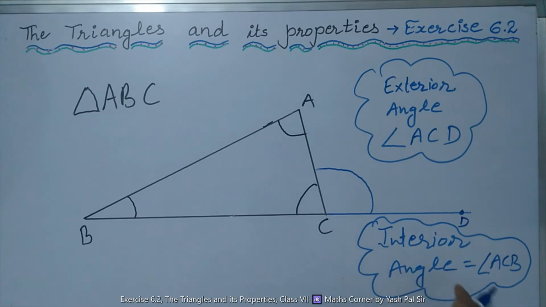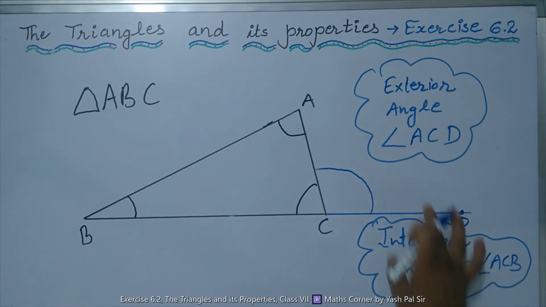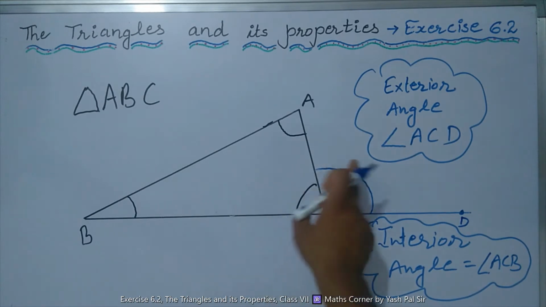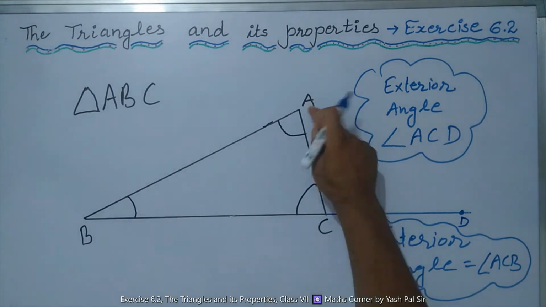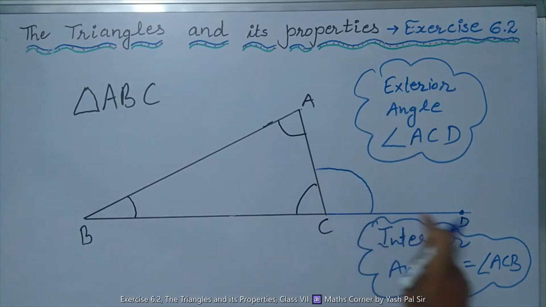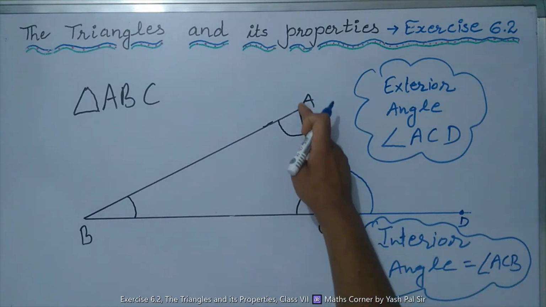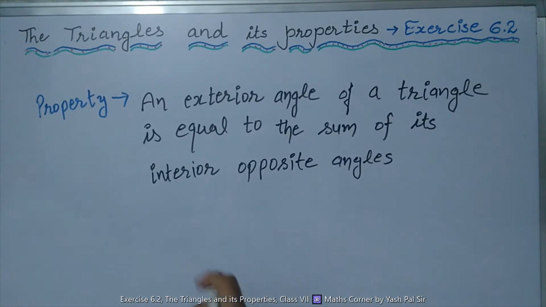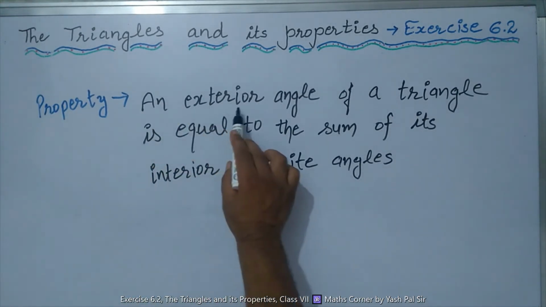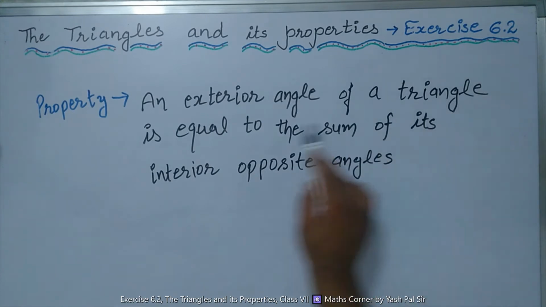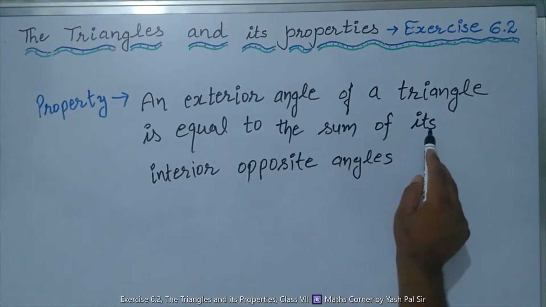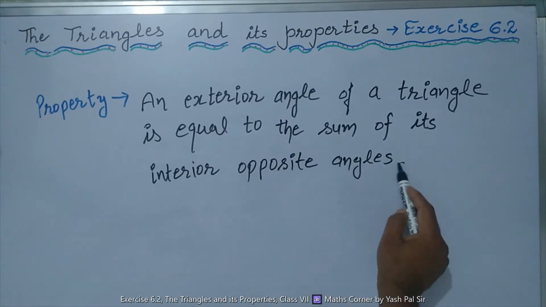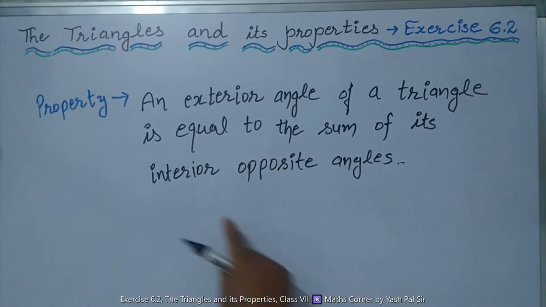So this way we can differentiate, we can see the difference between interior angle and exterior angle. Exterior angle is this, ACD, and interior angle is this, ACB. Now we are going to discuss one property. The property is: an exterior angle of a triangle is equal to the sum of its interior opposite angles. Okay, we shall try to understand this with the help of the diagram.